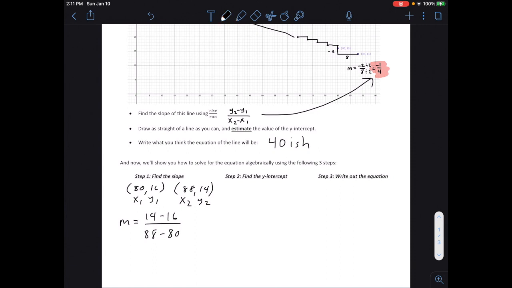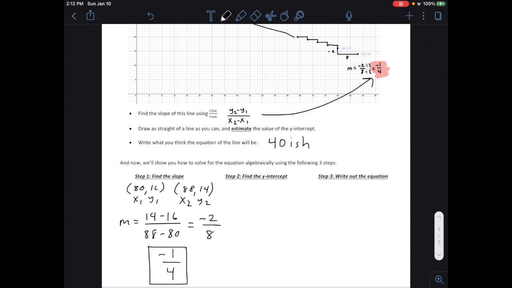So we have 14 minus 16 is negative 2. 88 minus 80 is 8. Well, look at that. We have negative 2 over 8. That's what we had. And if we divide both of those by 2, we're going to end up with negative 1 over 4. So my slope is negative 1 over 4.